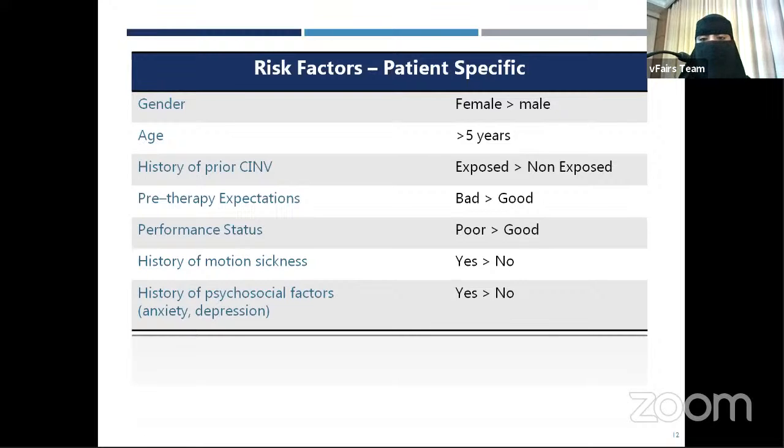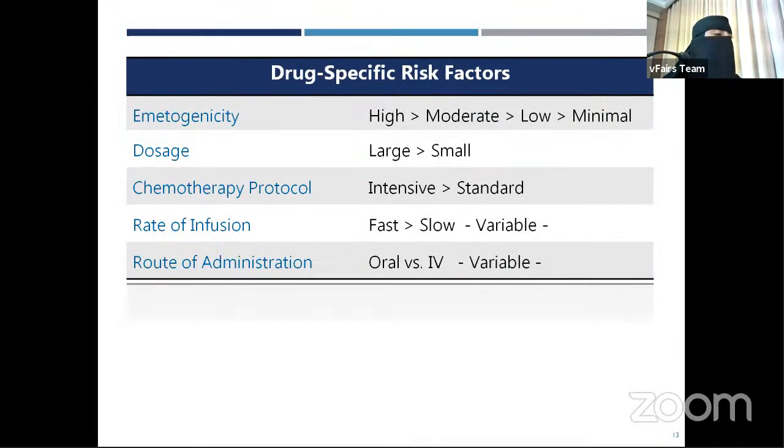As you can see here in the table, female sex, more than 5 years old, prior exposure to chemotherapy, and poor performance status are things that we should consider while prescribing antiemetics prophylactically to the patient for the chemotherapy. Moving to the chemotherapy or drug-specific risk factors, you can see here the highly emetogenic drugs or chemotherapy with a high dose, or even intensive protocols, especially in pediatrics such as the ALL or neuroblastoma protocols, which have very intensive chemotherapy. For those kinds of patients, you should consider reviewing the antiemetic before prescribing the next cycle for them.